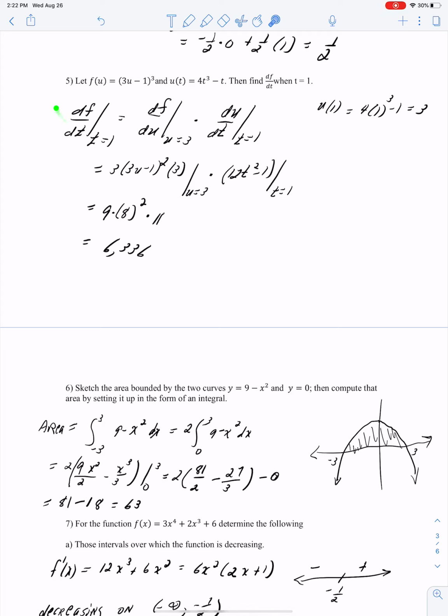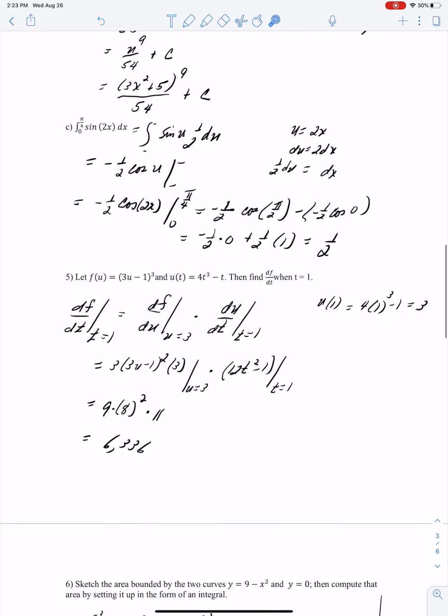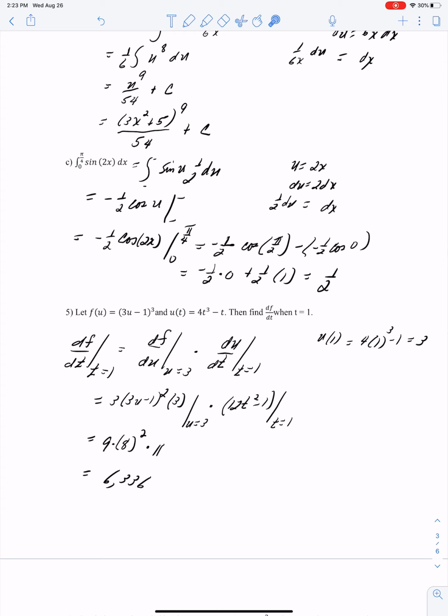All right, so df/dt at t equals 1 is this. When I plug in 3, well, plugging in 3 gives me what? 9 minus 1 on the inside, that's 8. 8 squared, 3 times 3 is my 9. And then I plug in t equals 1 over here. What do I get? 12 minus 1 is 11. Ugly number. I claim if you crank things out, you might get 6,336. And that, my friends, is as far as we got in the second lecture.